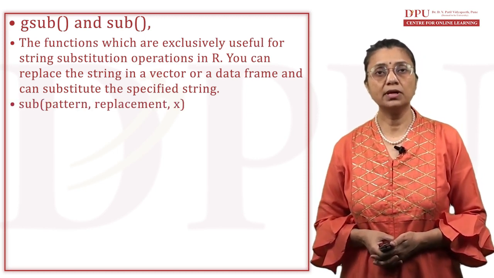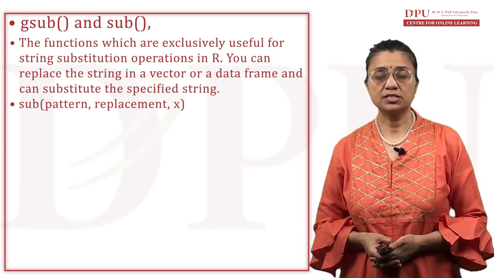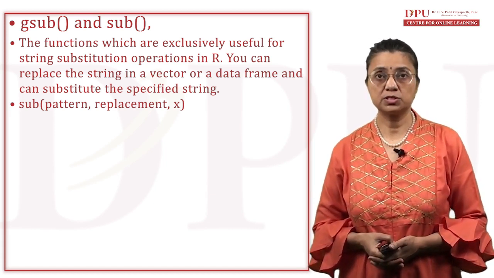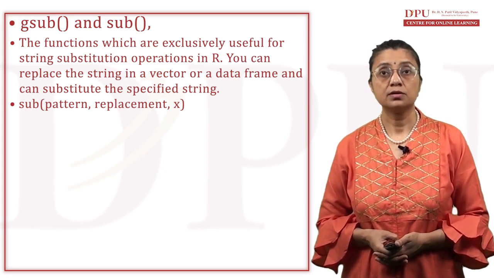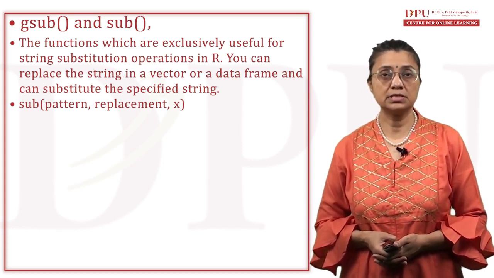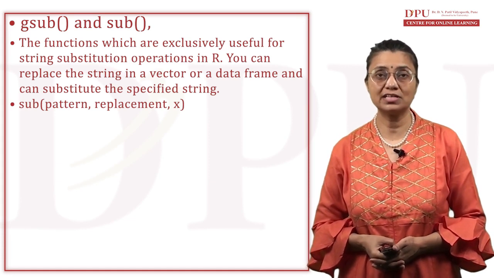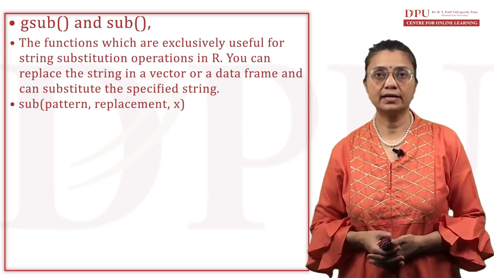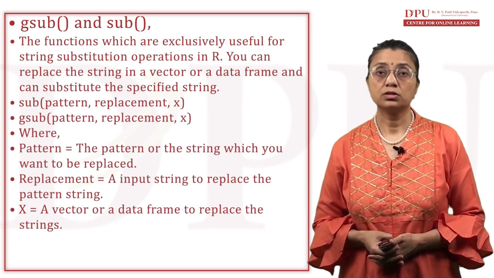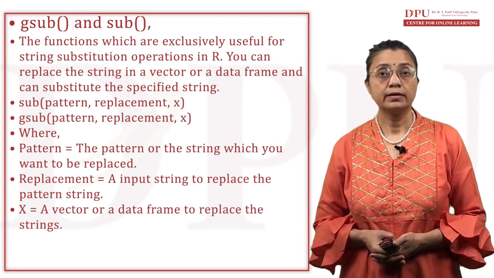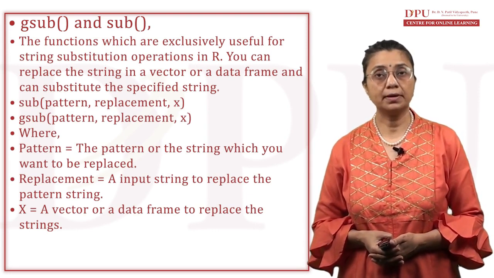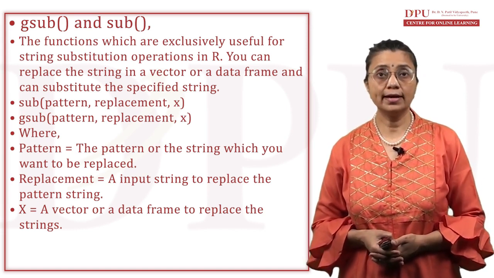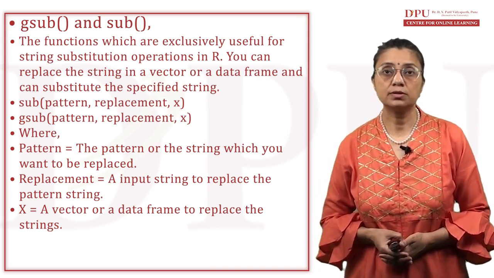The first function which is commonly used is the sub function. The syntax of sub is like, within sub, we have to pass three parameters. The first one is pattern, the pattern or the string which you want to be replaced. So pattern is the search string that we are looking for, and we want to replace that with some other string. The second parameter is replacement. It is an input string to replace the pattern string. Third is the vector, which is denoted by X. So X is a vector or a data frame in which to replace the strings.